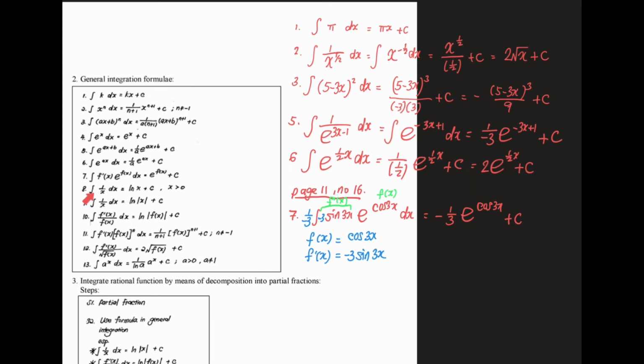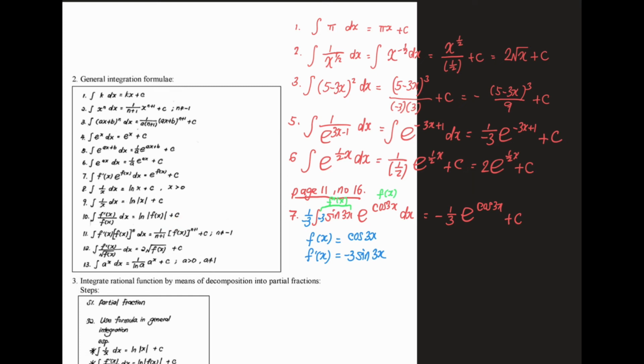Okay, so this is the most basic situation. Condition x is greater than 0. Formula number 9, integrate 1 over x dx, you will get ln modulus x plus c. So we put a modulus x if the question never says your x is greater than 0. Okay, so number 10, a general form, integrate f prime of x over f(x), it is equal to ln modulus f(x) plus c.